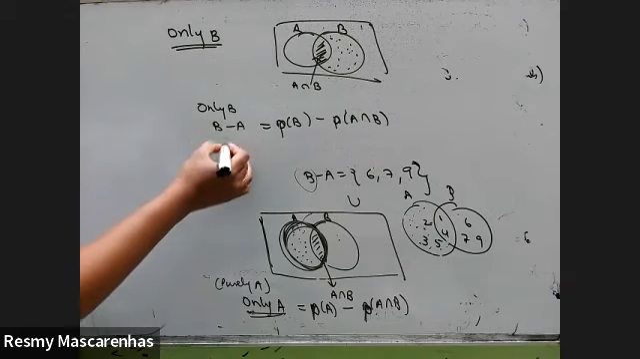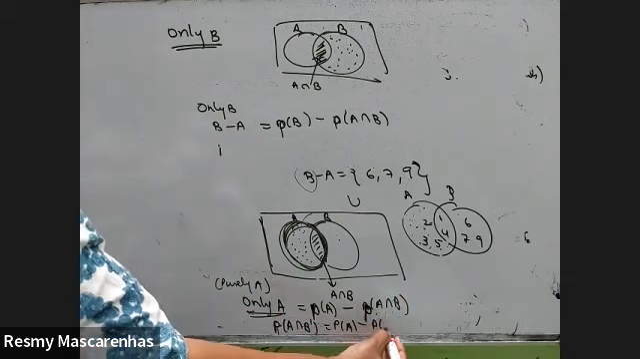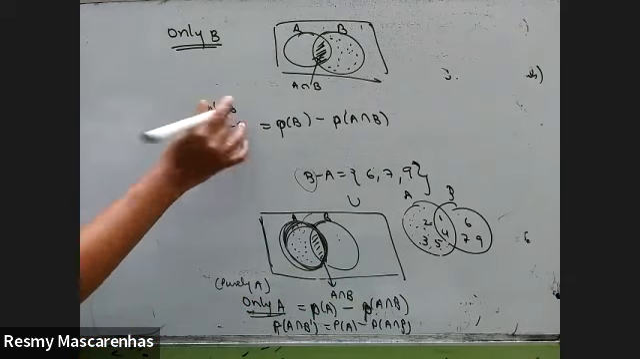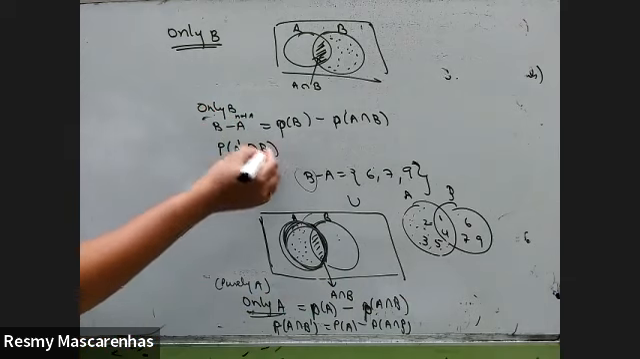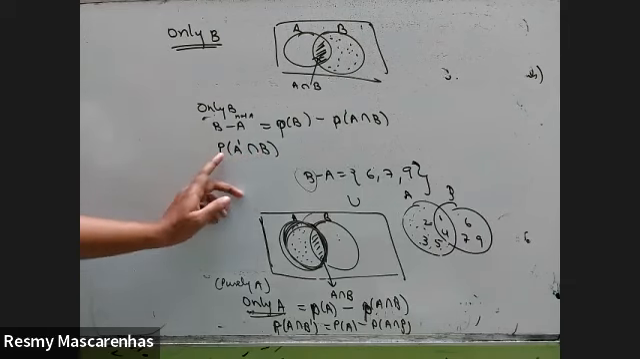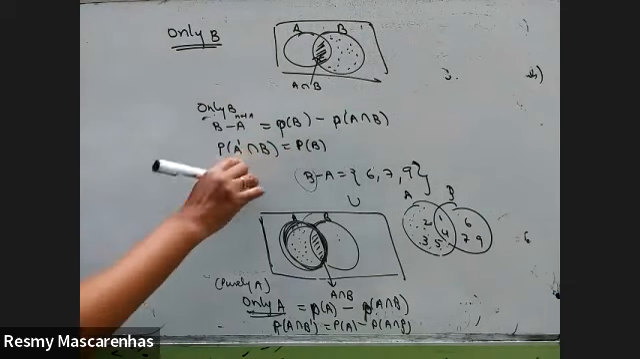How do we write only B, meaning B but not A? Here also you just write the formula. Only A means P of A and not B. Not B means this is a complement. P of A minus P of A intersection B. In the same way, what does B minus A mean? This is not B, not A. I want B but not A. I can write this here, no problem. Order doesn't matter, whether I write B here or this. So this is the formula.